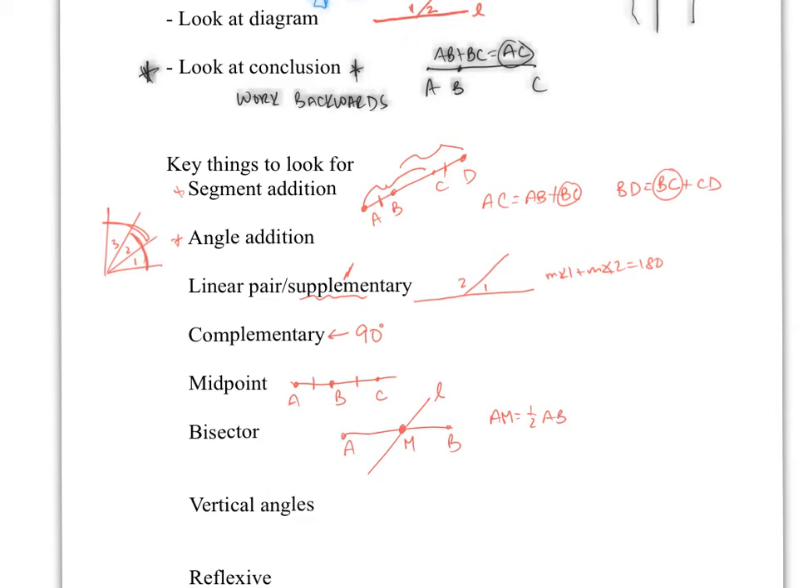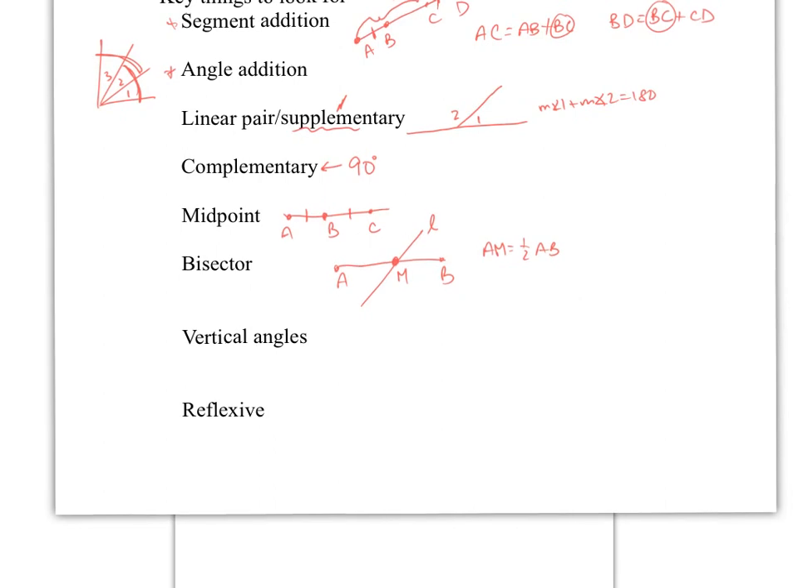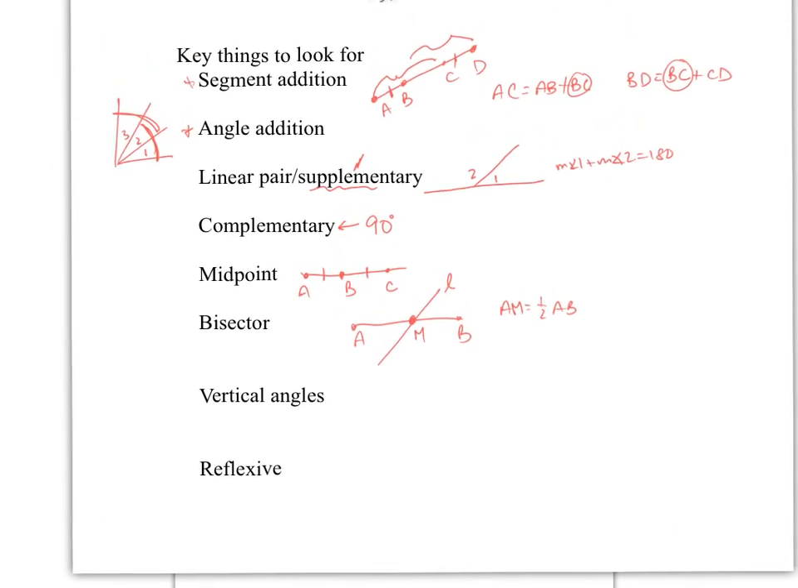If I see something such as vertical angles, right away with vertical angles, we know there's a congruence in there. So we could say 1 and 2, those are vertical angles. Angle 1 will be congruent to angle 2.